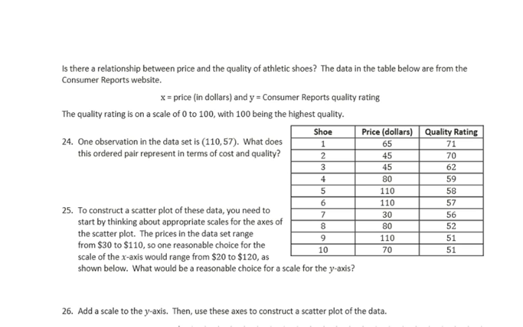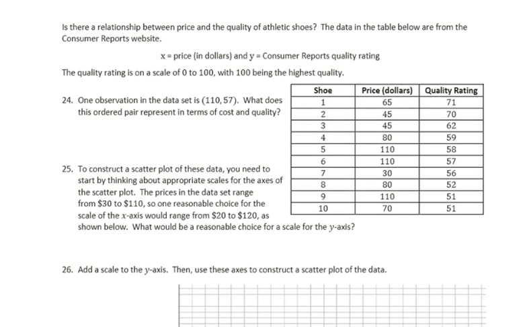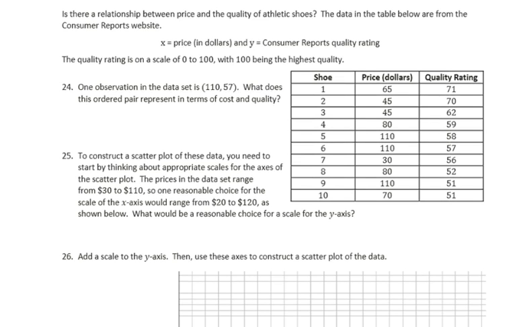If we turn to the next page, there's another chart here that talks about the price of shoes and the Consumer Reports quality rating, meaning how good they are. The quality rating is a scale of 0 to 100, 100 being a very good quality shoe, and the price being in dollars. So 24, as one observation, the data set 1, 110, and 57. So price is X, quality is Y. What does this ordered pair represent in terms of cost and quality?